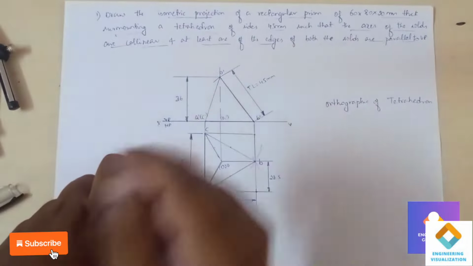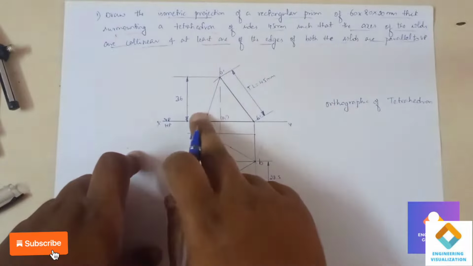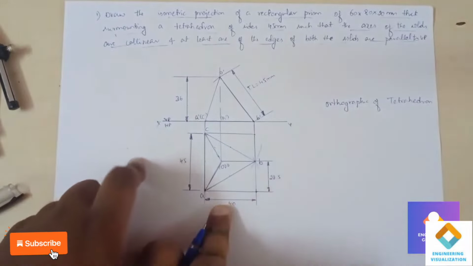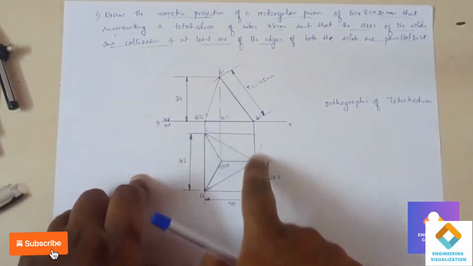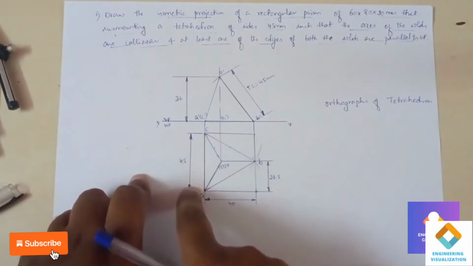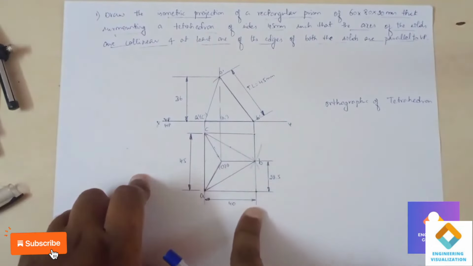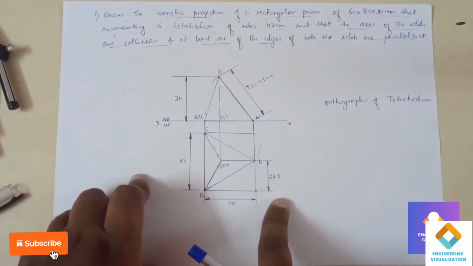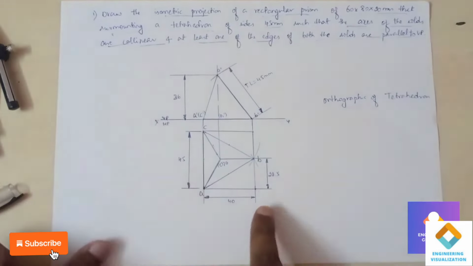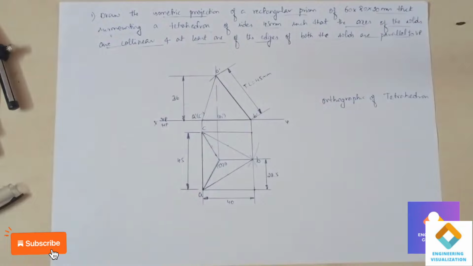We need to find out the axis. Here the axis length what we get, that is 36 mm. Okay, now after that we have to construct the box for it. Okay, we need a box. One side we have 45, another 40, and exactly half of that is 22.5. Okay, now we need to construct the isometric of this. First we will be constructing a rectangular prism, then above that we will be constructing this tetrahedron.